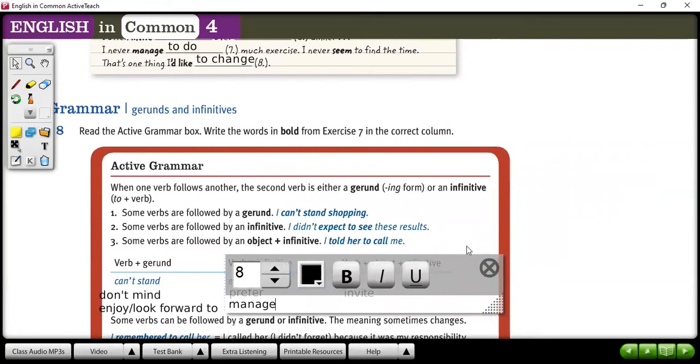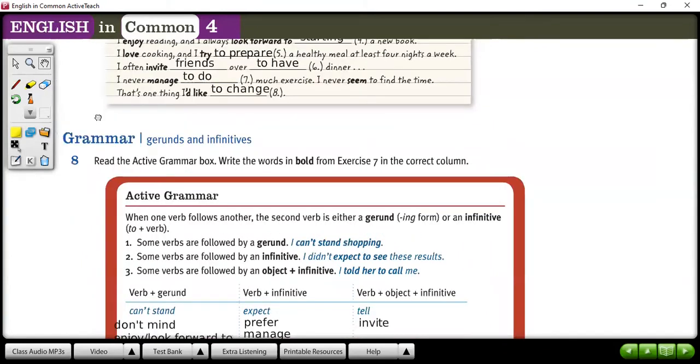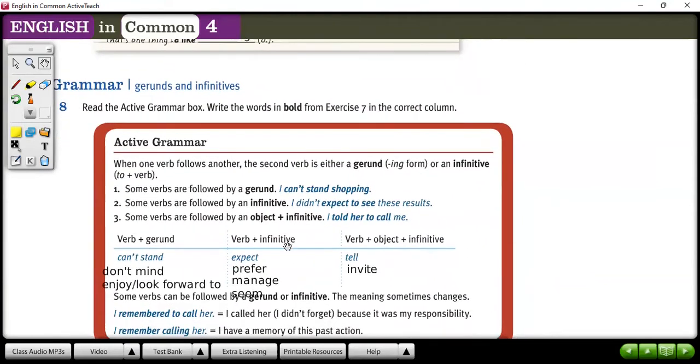Another verb is the verb seem, actually. Seem is another verb that I can use with the infinitive. I never seem to find the time. And that's one thing I'd like to change. So seem is another verb that I can use with the infinitive.